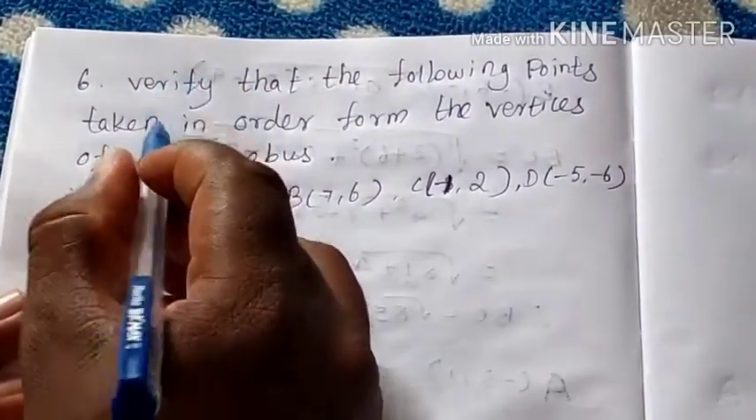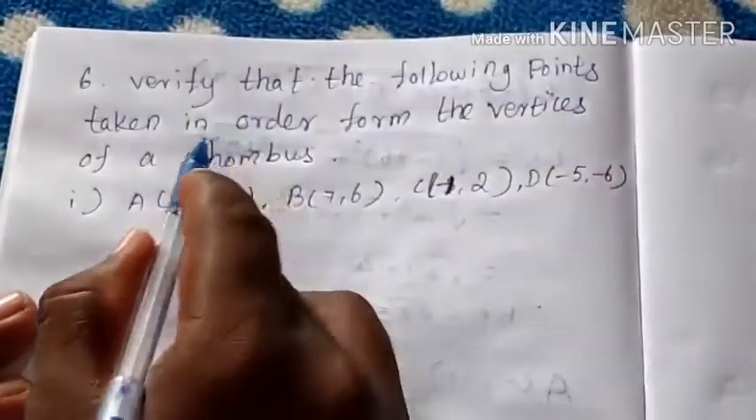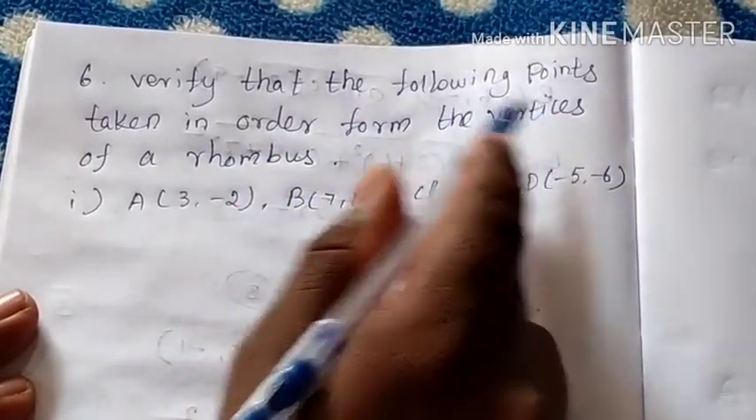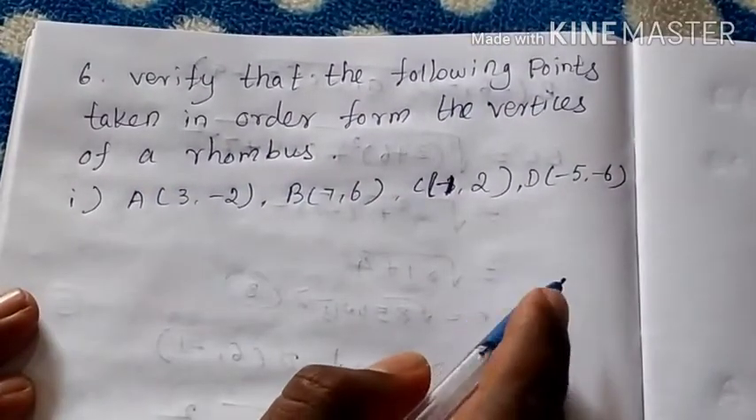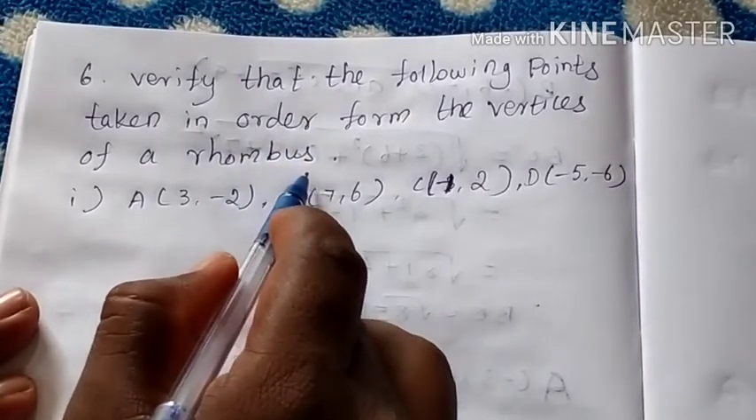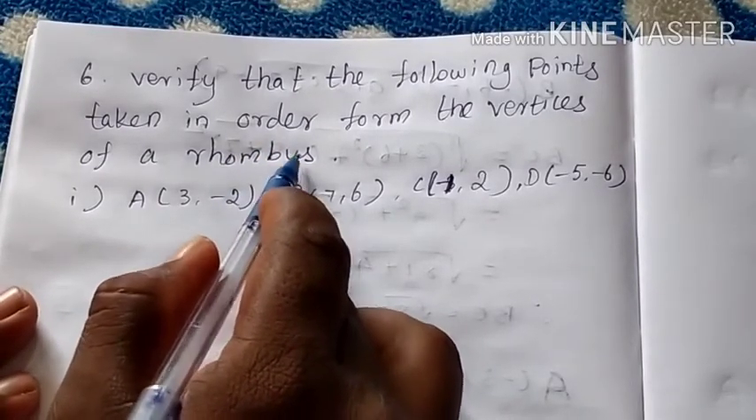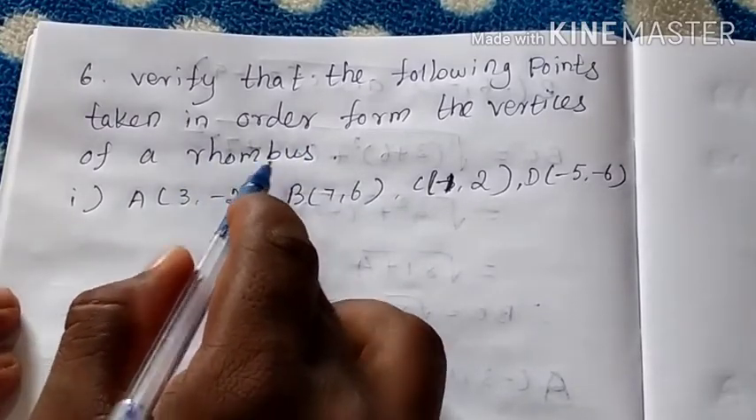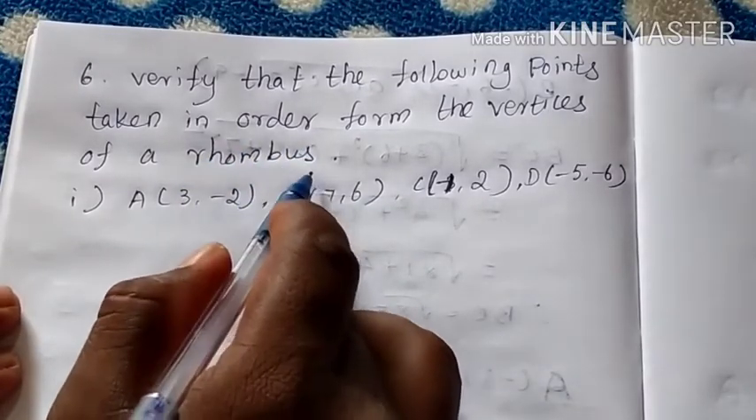Okay, next, sixth question. Verify that the following points taken in order form the vertices of a rhombus. Okay, what is the rhombus condition? All sides are equal and diagonals are also equal. This is your condition of a rhombus. All sides are equal and diagonals are also equal.